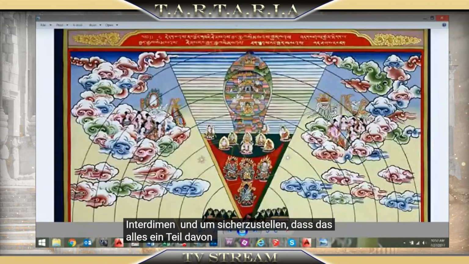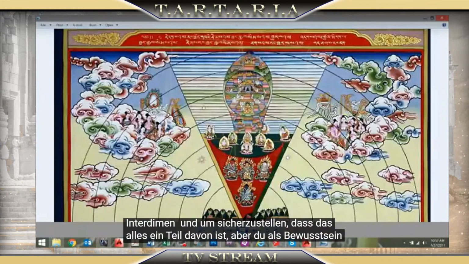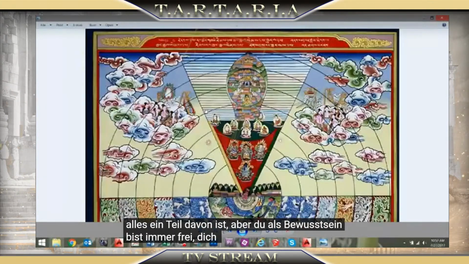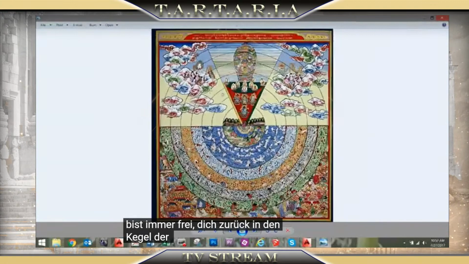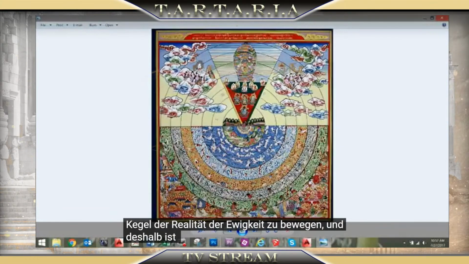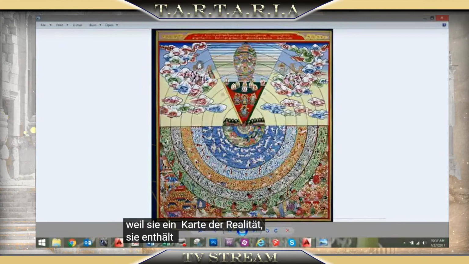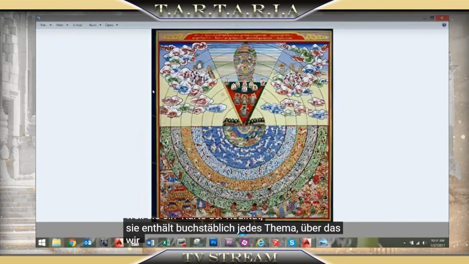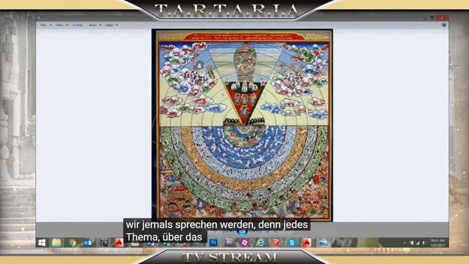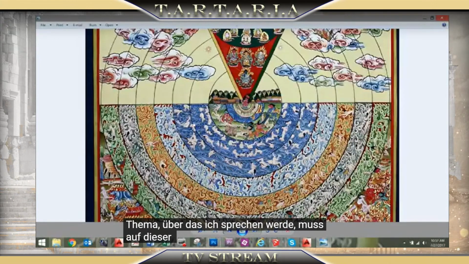Sure, that's all part of it. But you, as consciousness, are always free to move back up into the cone of reality, of eternity. And that's why this structure is so perfect to explain it. So I'll be using it again because it's a map of reality. It literally includes every subject we ever talk about, because every subject I ever talk about must be on this map, as you wish.